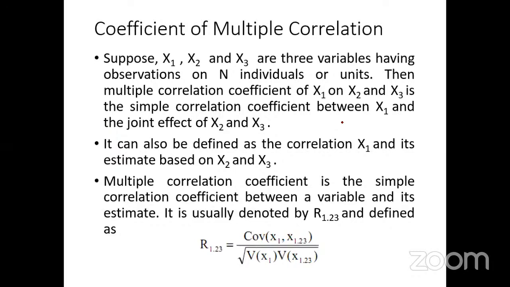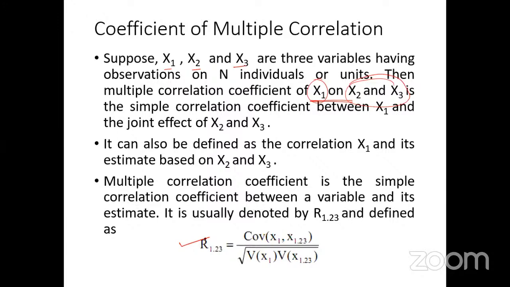Now we proceed further. When you are talking about simple correlation or simple regression, we are considering only two variables, that is x and y. But when you are talking about multiple correlation, let us consider there are three variables x1, x2, and x3, and we have to make the relationship between these variables. What we have to do is take the correlation between x1 and the joint effect of x2 and x3. Then it is called multiple correlation, and it is calculated with the help of this formula.